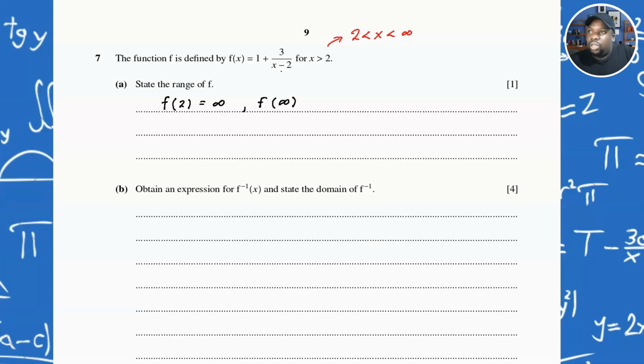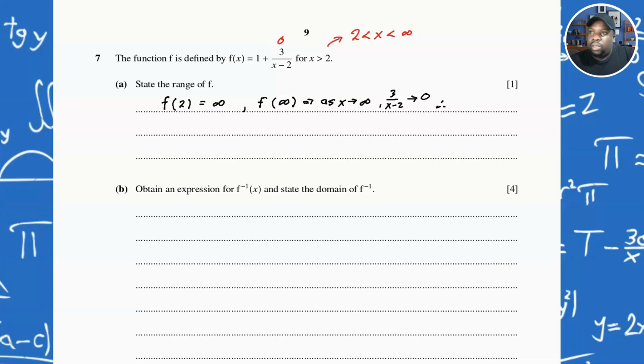All right, so if we substitute infinity for x here, it will be as good as saying as x approaches infinity. That is, as x becomes very large, you know that as the denominator becomes very large, this fraction will increasingly tend towards 0. So we know that 3 over x minus 2 will approach 0. So if this whole thing becomes 0, then f of x will be 1 plus 0, which is 1.